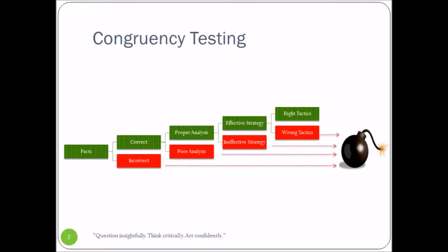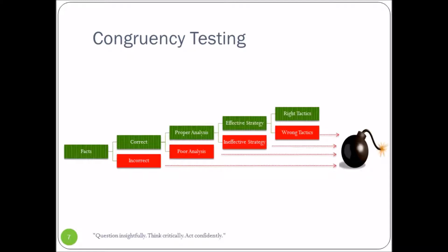Just another diagram for you in terms of what we mean by the congruency test. What we want to do is get all these stages or phases clearly linked together. We want them all to be congruent. If there's a disconnect or an incongruency anywhere, there'll be a toxic set of recommendations, and your case is going to blow up in effect.